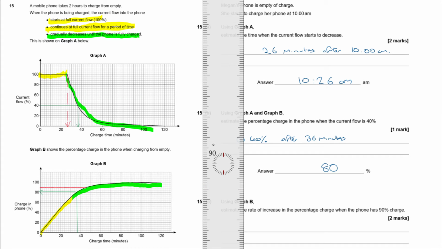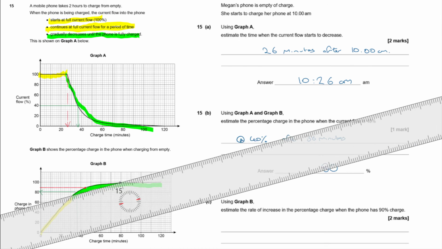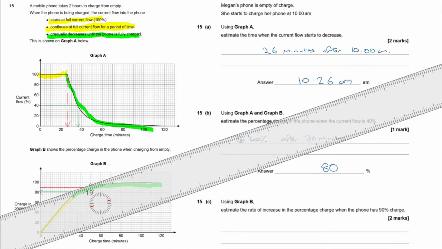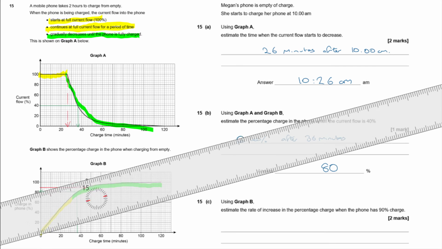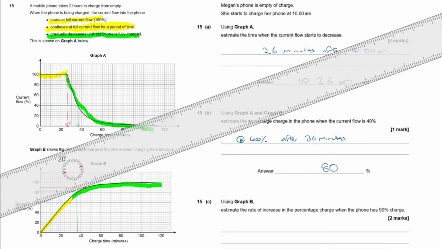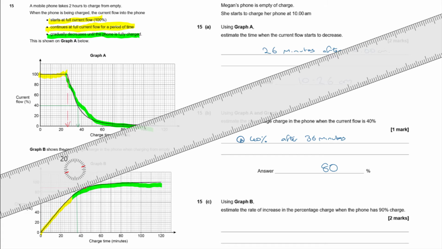I want the rate of change. So I want the rate of change at that point there. So the rate of increase in the percentage change when the phone is 90% is going to be like the gradient of the tangent of the curve at that point. So I'm going to have to put the ruler up against my curve so it just kind of touches the curve at that point. Okay, let's just draw a line on it.